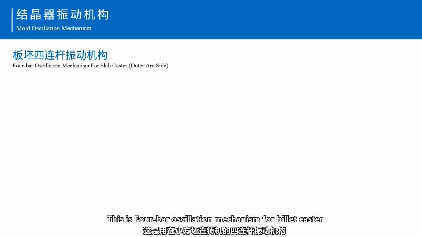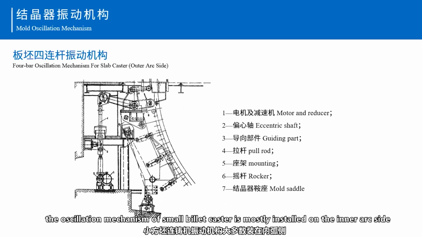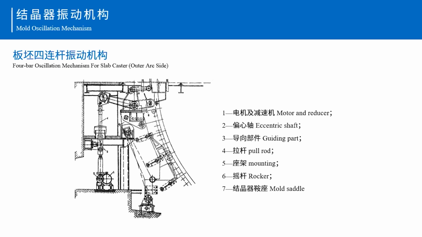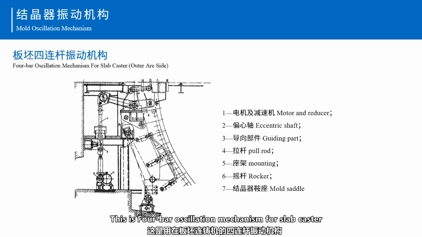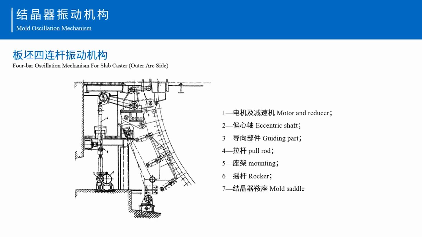This is the 4-bar isolation mechanism for the billet caster. The isolation mechanism for the small billet caster is mostly installed on the inner arc side. This is the 4-bar isolation mechanism for the slab caster. The isolation mechanism of the large slab caster is installed on the outer arc side.